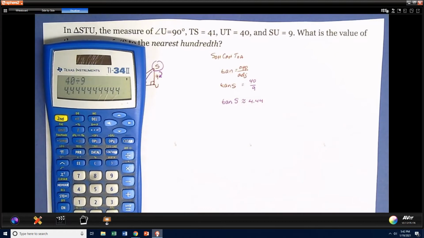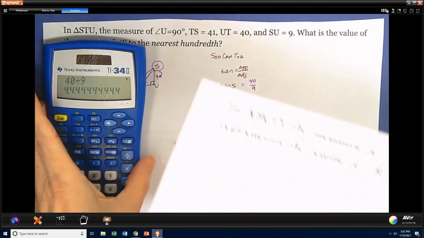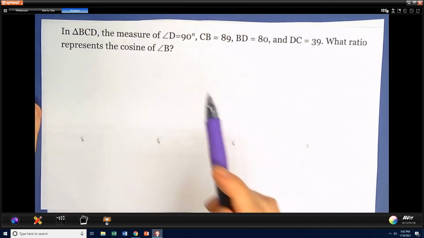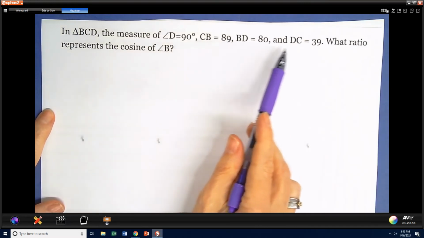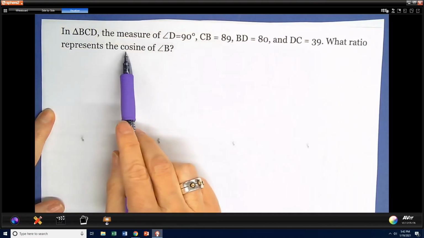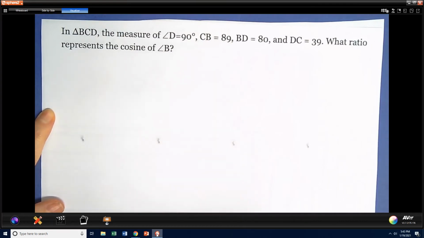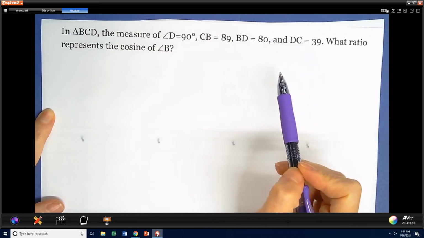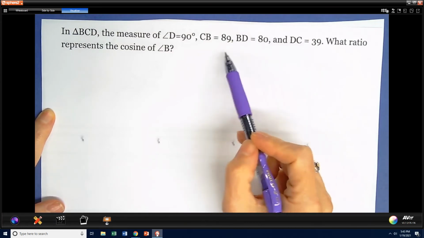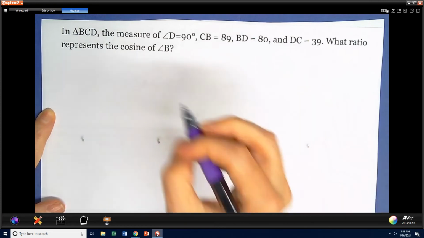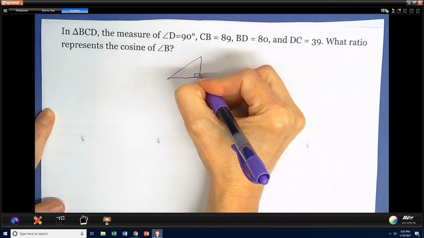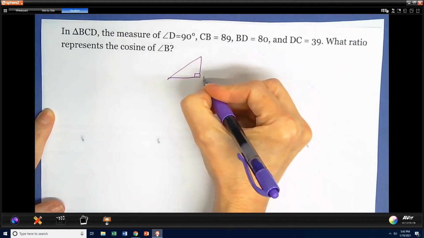Let's do another one of those, because it's always intimidating when there is no picture given to you. In this case, I have triangle BCD. I'm given the measure of angle D is my right angle. I'm given the other three sides, and I'm asked what represents the cosine of angle B. Please notice, if I was not given all three sides, I could use the Pythagorean theorem to find whichever side was missing. So just start by drawing yourself a nice right triangle and label the right angle as D.